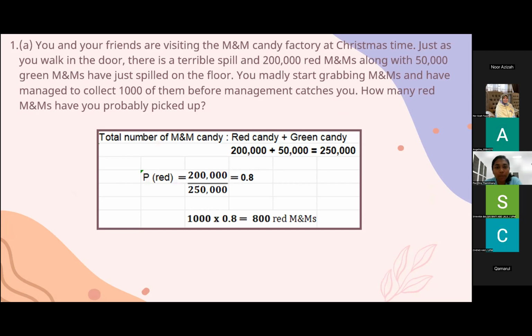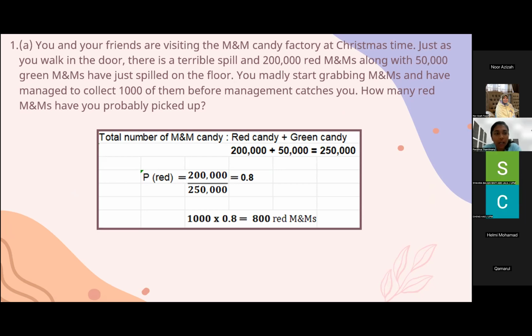If we see, the question is more like a probability question where they have spilled around 2000 red along with 500 green, but they have just managed to collect 1000 of it. So we can use probability to calculate how much has probably been picked up for red. The total will be red candy plus green candy, which is 2,500. So for the probability of red candy, 2,000 divided by 2,500 is 0.8.